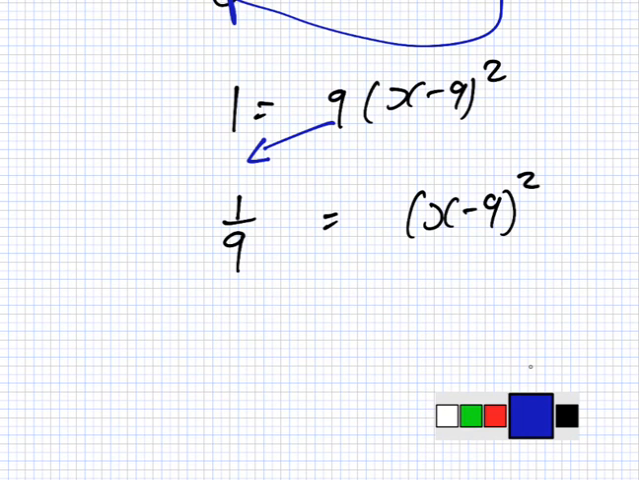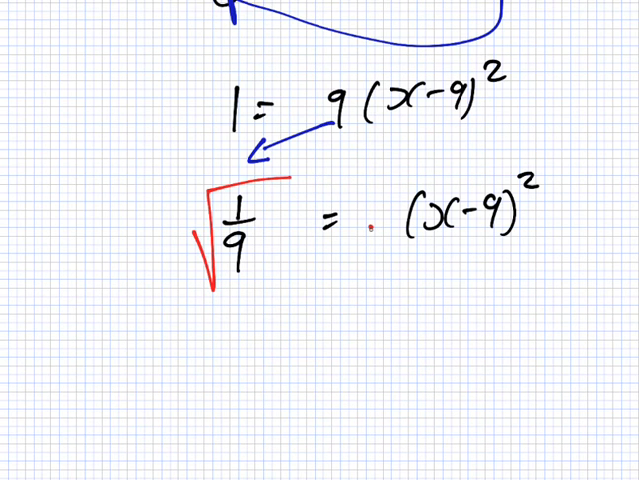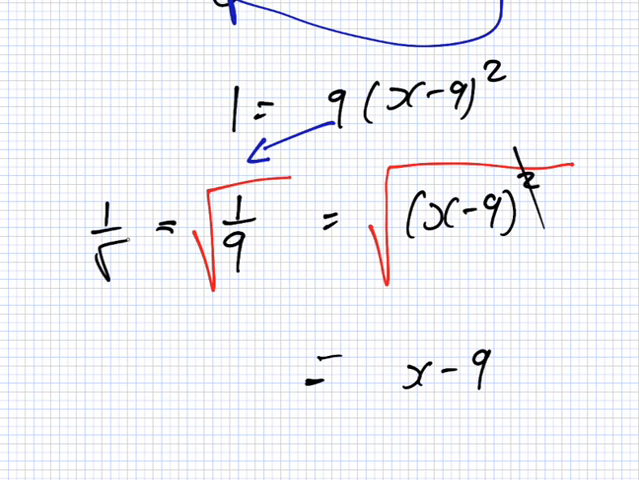Now what's next? Square root. So what happens here? They're gone. So I have x minus 9. And what about here? Well, this is like 1 over root 9. So what do I get? 3. Now we have to be careful. There are 2 answers here. Plus minus.